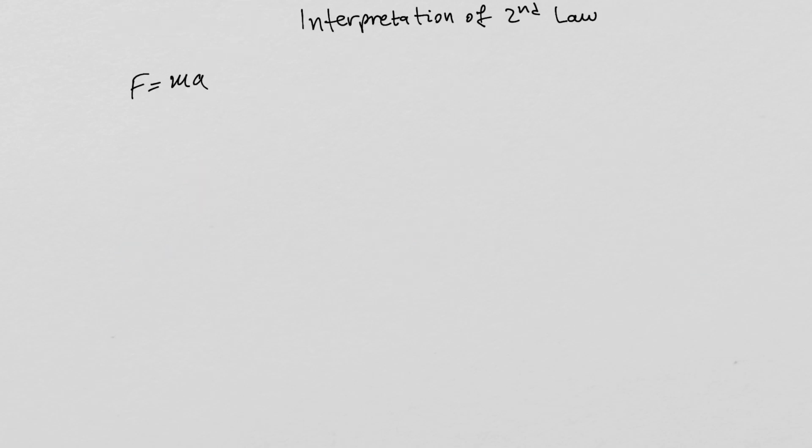Let's talk about the interpretation of the second law a little bit. What does that mean in terms of mass and force and acceleration? So we know that if force is applied to an object with some mass, it's going to move with some acceleration. But what exactly is the relationship? So here there are two possibilities. One would be to keep the mass constant and change the applied force and see how the acceleration changes. And the other one would be to keep the force constant and change the mass and see how the acceleration changes.